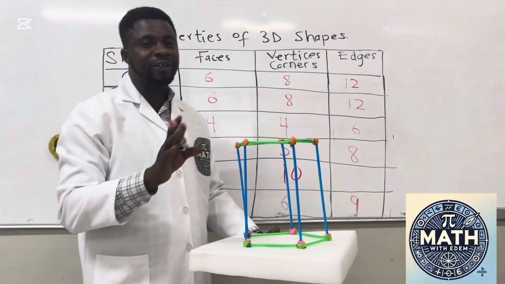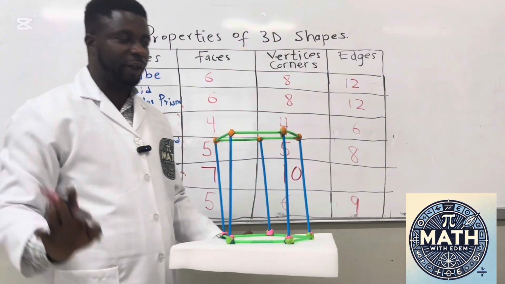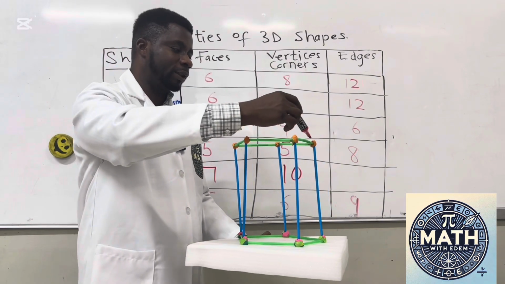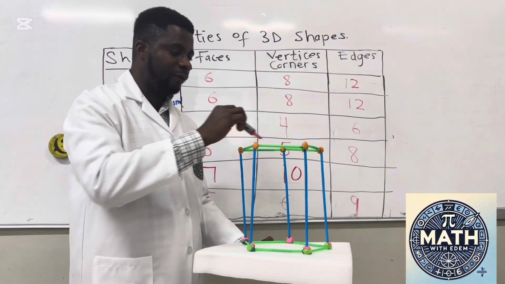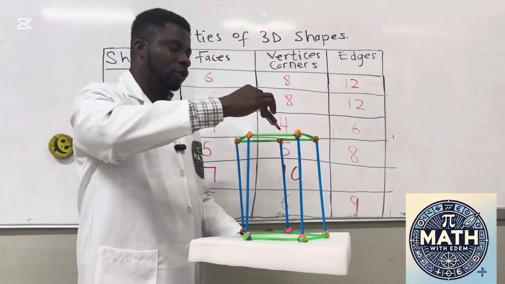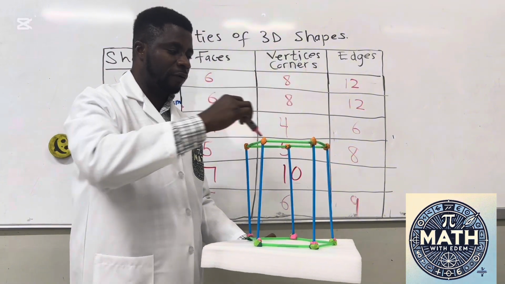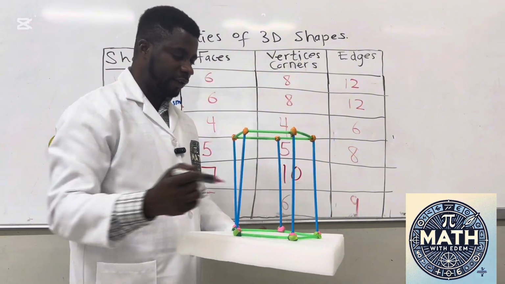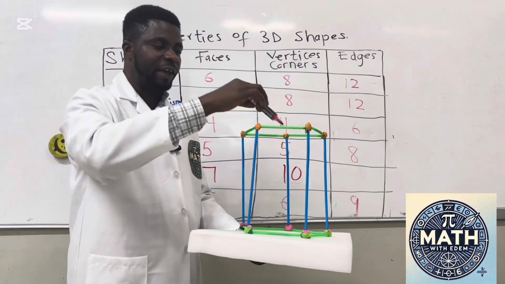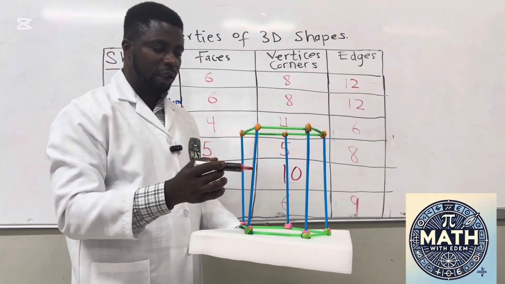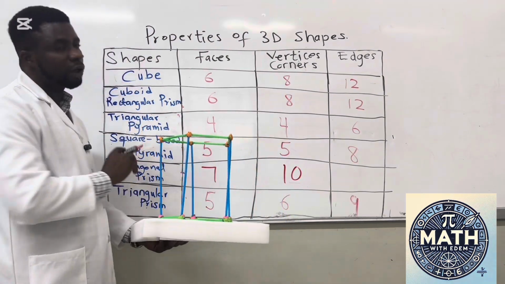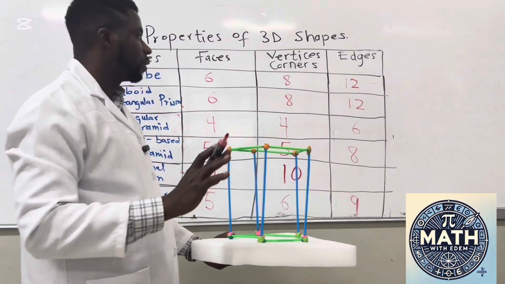Now the edges look a little bit difficult, but it's not difficult. So we are going to count the edges. We have 1, 2, 3, 4, 5. We have 5 up, and we are going to have 5 down. Don't forget that. So 1, 2, 3, 4, 5, 6, 7, 8, 9, and 10. And then we have 5 around. So we have 5 up, 5 down, making 10, 11, 12, 13, 14, 15. So the pentagonal prism has what? 15 edges.